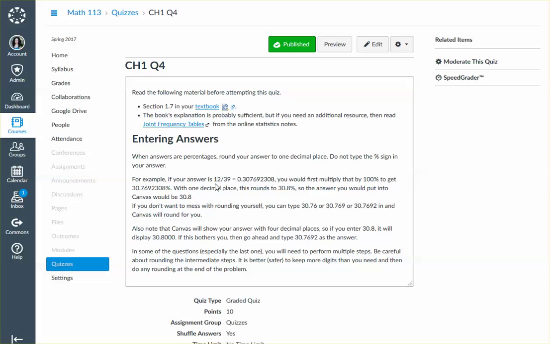So for example, if your answer is 12 over 39, which is equal to 0.307692308, you would first multiply that by 100%, and with 1 decimal place that rounds to 30.8. So the answer you put into Canvas would be 30.8. So please make sure to check that out because I don't want you missing a bunch of questions just because you didn't enter it correctly.